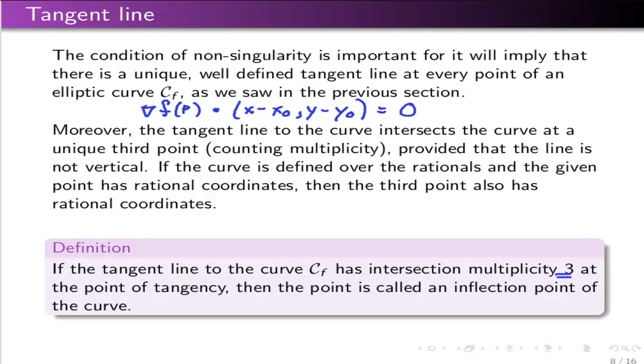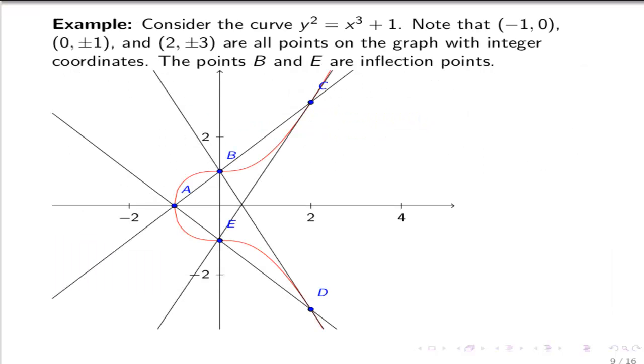So let's look at an example there. Let's take the curve y squared equals x cubed plus 1, the first example we looked at. The second example, that's the single component curve like this. And we can see that it clearly passes through these integer points, 0 plus or minus 1, -1 0, and 2 plus or minus 3. These points are nice points to draw on that curve. I claim that points B and E are inflection points. So let's look at the tangent line at B.